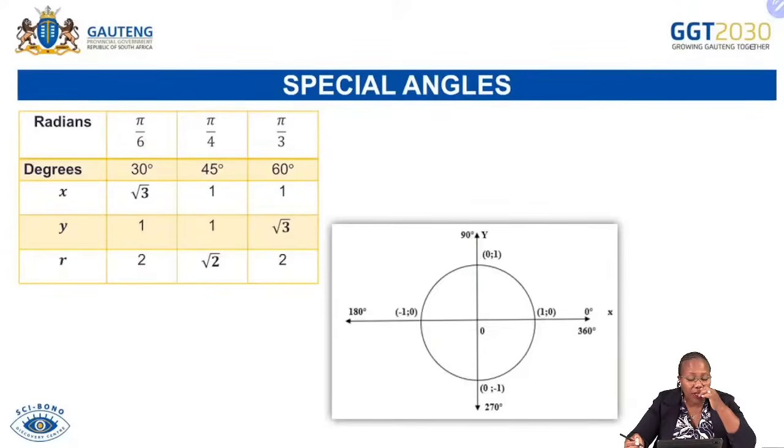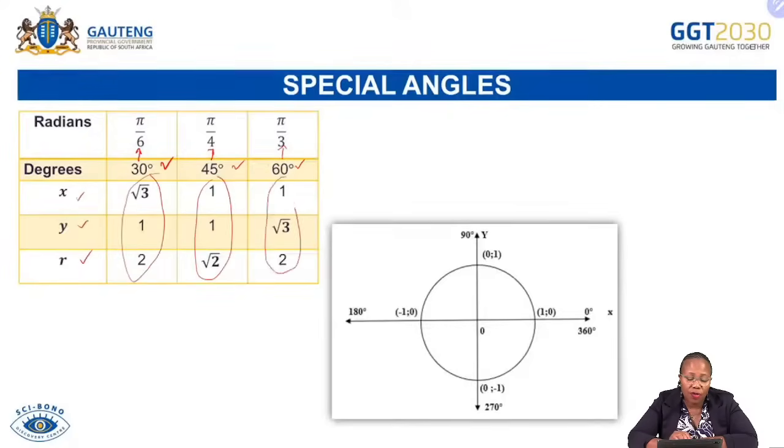And then we have special angles: 30, 45, 60. They can be written in radians as pi over 6, this one is pi over 4, and this one is pi over 3. And then these are the values of x, y, r, depending on the angle that you are having there. You can also get this using your calculator, grade 12.